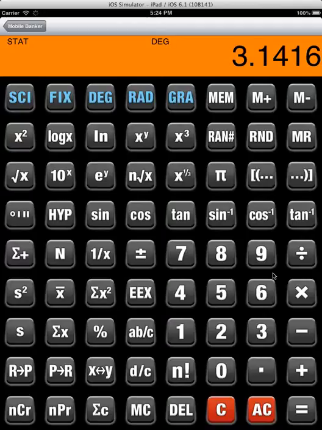So as you can see, this is a very useful scientific calculator.